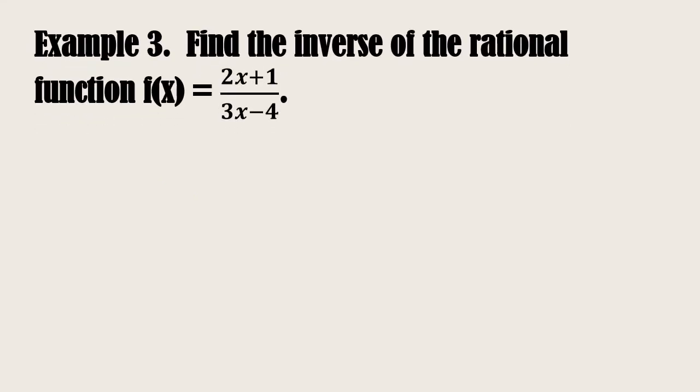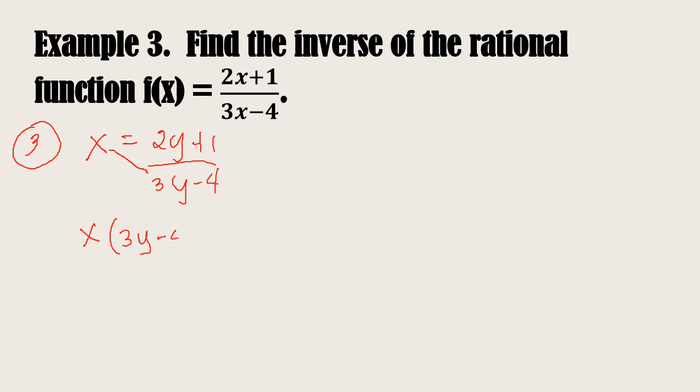Punta naman tayo sa third step ng ating example number 3. So kung matatandaan natin, ang ating naging value sa ating step 2 ay nung pinagpalit natin ng x at y, ito ay naging x is equal to 2y plus 1 all over 3y minus 4. So dito sa step number 3, we are going to solve for y in terms of x. So para ma-solve natin yan, we are going to cross-multiply. So, magiging x times 3y minus 4 equals 2y plus 1.